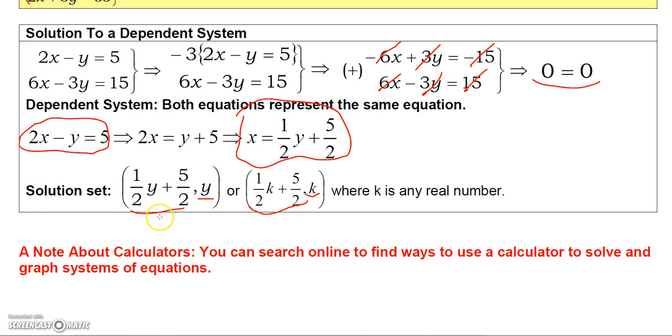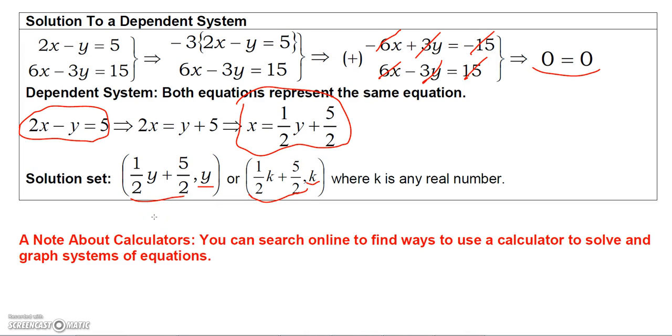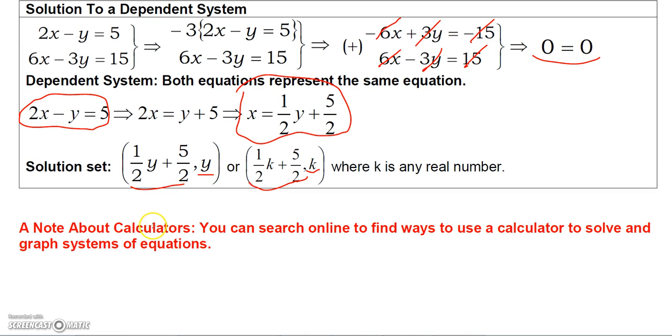Okay, so now the next section, it might be an optional section for your class, but it's going to be solving systems that have 3 variables and 3 equations. I'll do that on the next video.